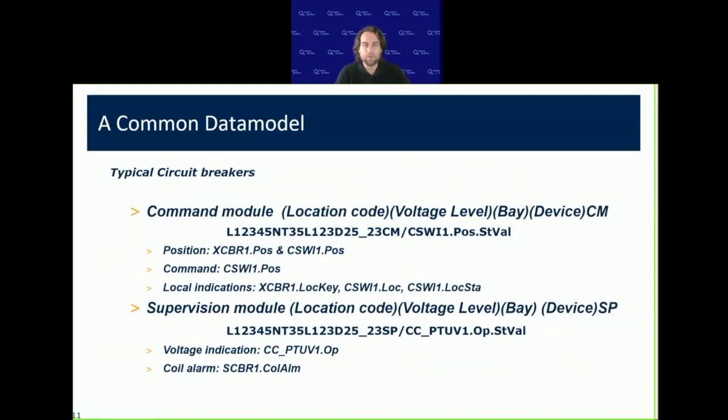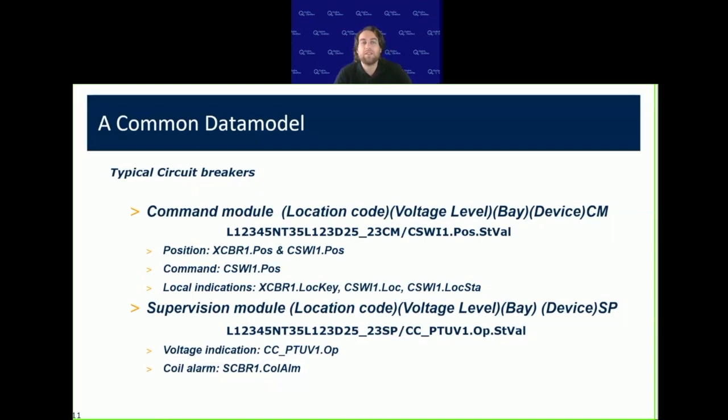If we look at the data model, as I said, we're using function-related naming, and this is the structure, based on the location code of the station, voltage level, bay, device, and then the function. Here, for the typical circuit breaker, we have two main functions: the command, named CM, and the supervision, SP. As you can see, the left part of the logical device is unique, except for the function when it comes to the same device.